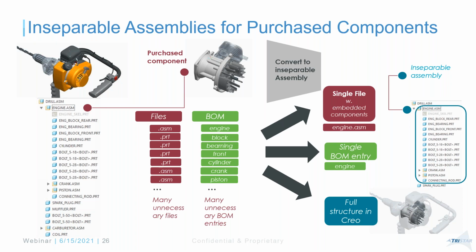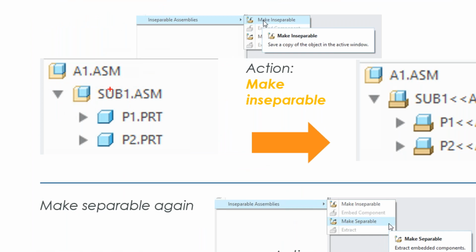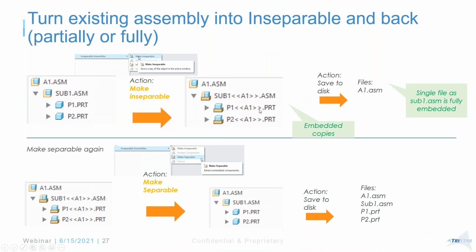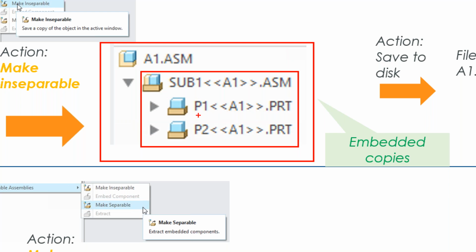There's several options here. You can also go the other way around. You can extract them. It essentially creates copies. So here's a simple example. I have an assembly, subassembly with two parts. This subassembly right here, I'm able to make it inseparable, and you can see these icons tell me that if I save this entire assembly right now, I'm not going to see in my folder these two parts. They are embedded into this. So all I'm going to see is the A1 assembly there.